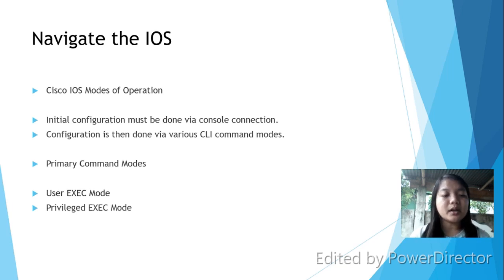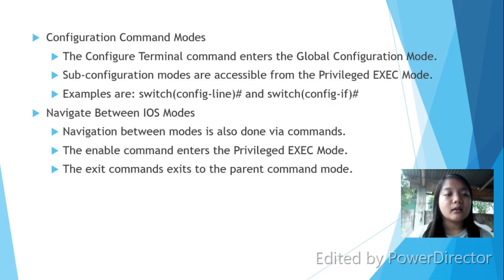The primary command modes: the first one is the user exec mode and then the privilege exec mode. Then the configuration command mode. The configure terminal command enters the global configuration mode. Sub-configuration modes are accessible from global configuration mode, for example switch(config) and switch(config-if). So, if you are in the privilege exec mode and you want to go to global configuration mode, you will just put the configure terminal, or config t.